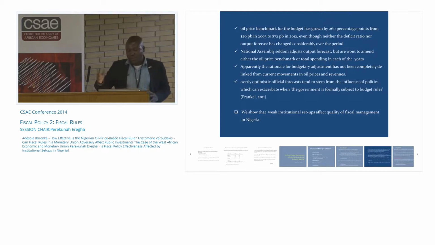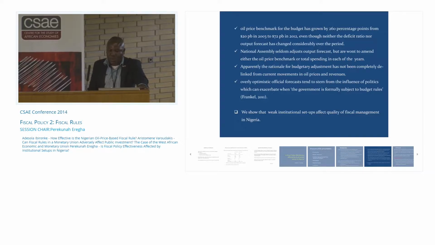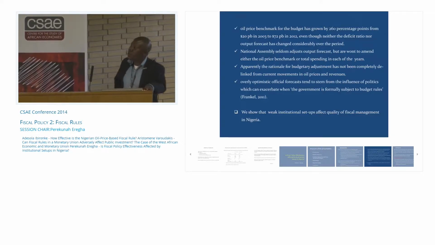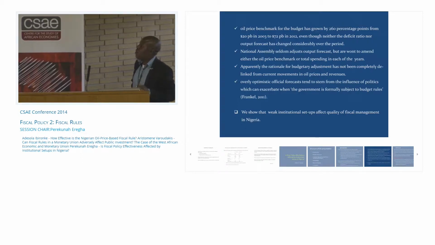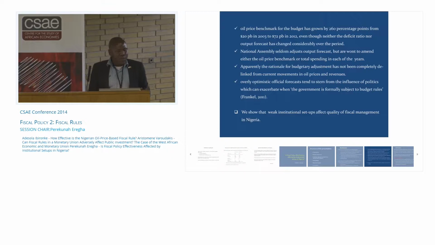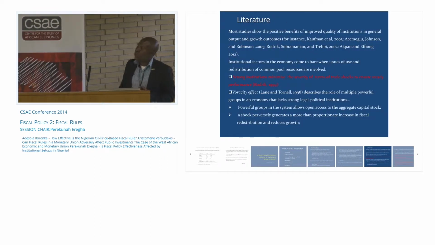So what the author is looking into is whether weak institutional setup in Nigeria affects the quality of fiscal management in the country. Literature was reviewed, and most of it tends to show that strong institutions minimize the severity of terms of trade shocks to ensure steady performance. As institutions are strong, they reduce the severity of shocks that come in from fiscal management and fiscal implementation.